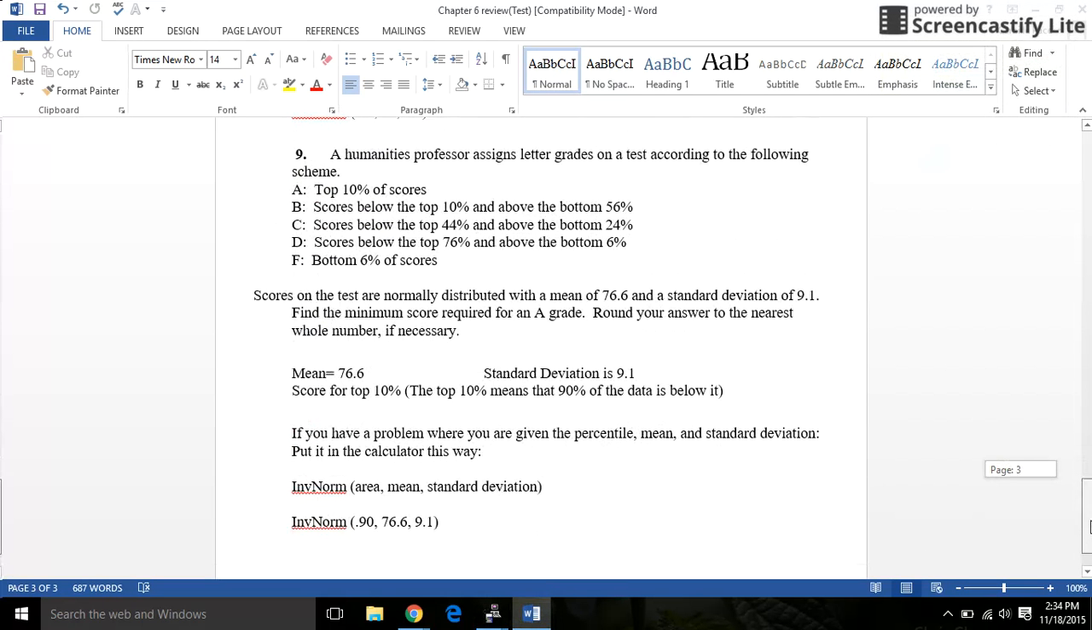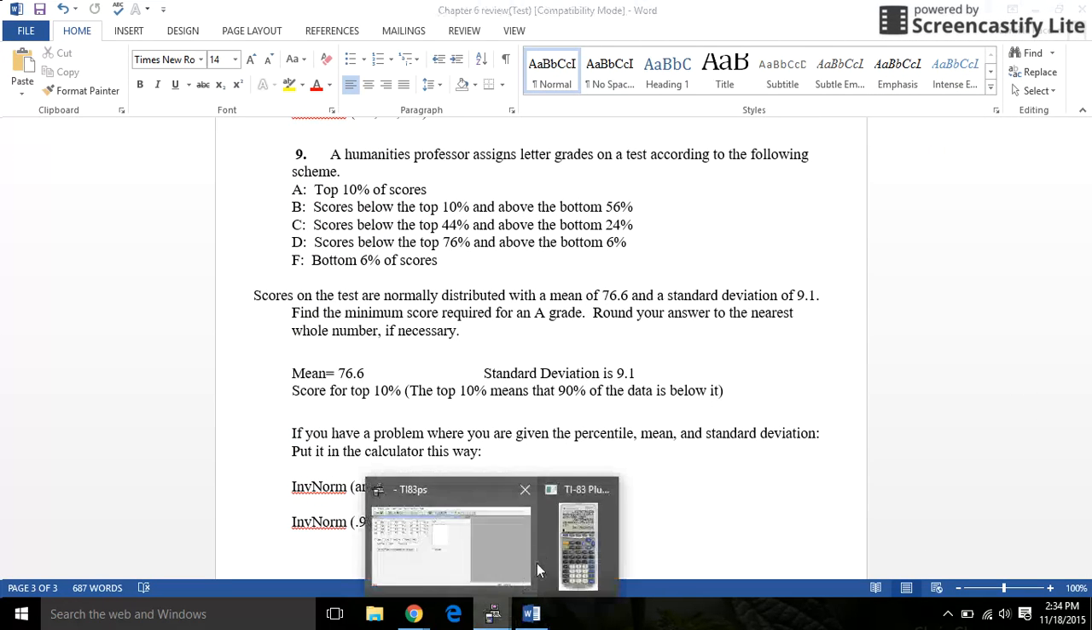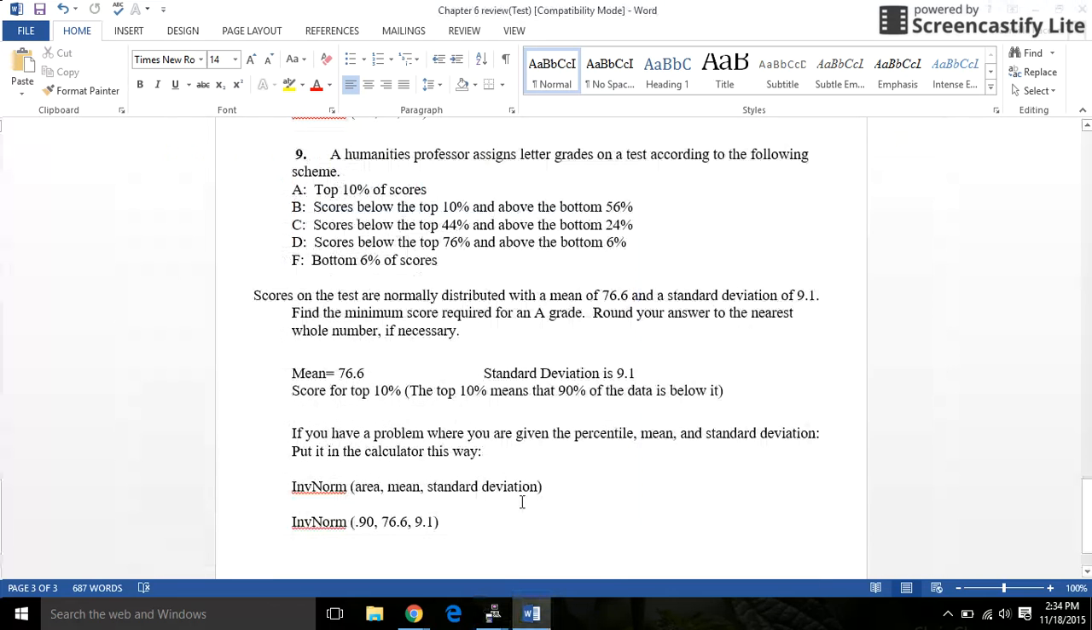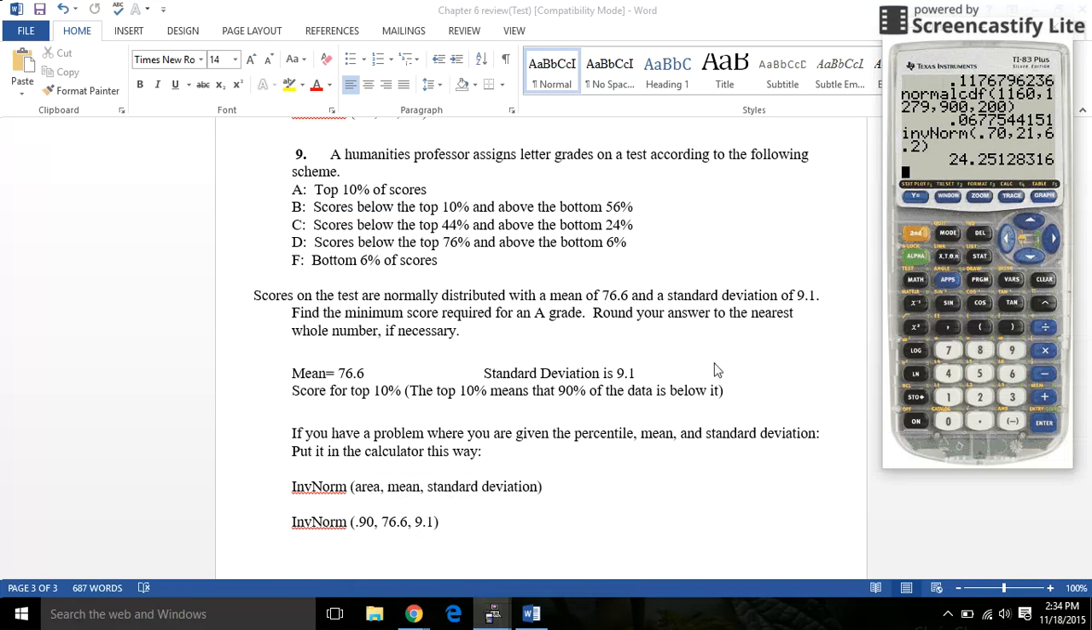A humanities professor assigns letter grades on a test according to the following scheme. Only the top 10% get A's. Scores between the top 10% and bottom 50% get B's. Scores below the top 44% and above the bottom 24% get C's. Scores below the top 76% and above the bottom 6% get D's, and the bottom 6% of the scores get F's. Okay, kind of a really weird grading scale.